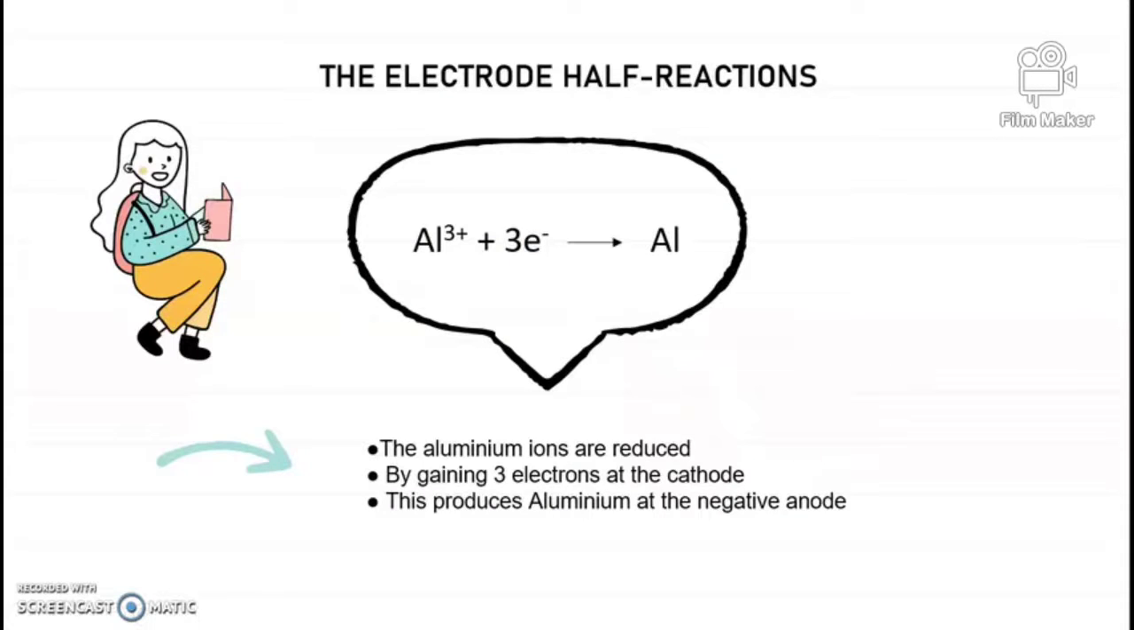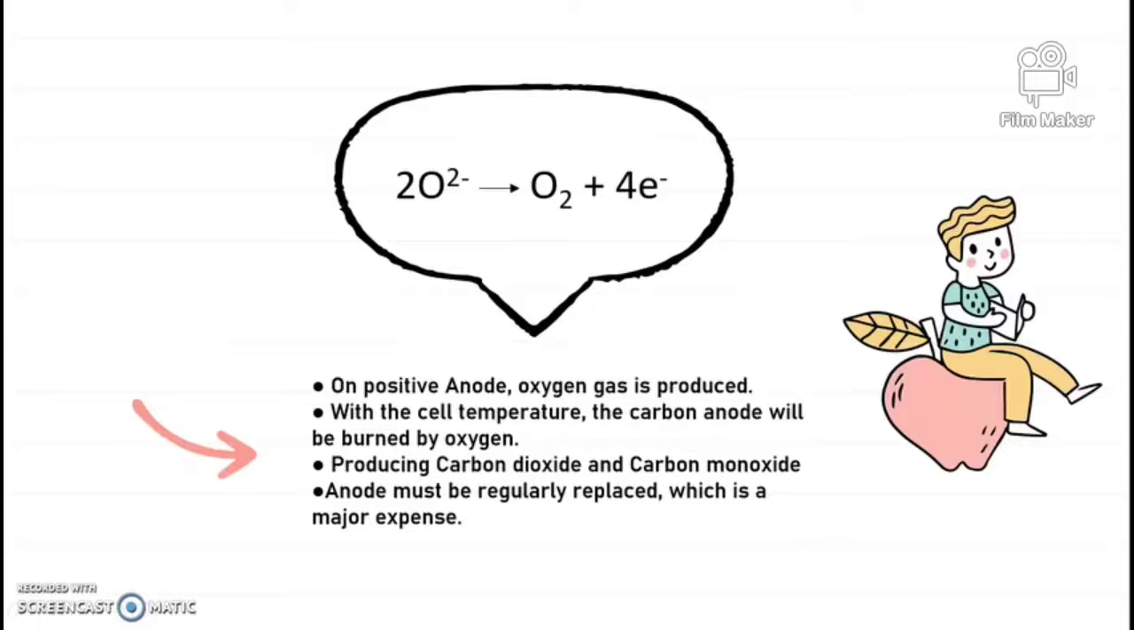So now let's take a look at the electrode half reactions. At the negative cathode, we know that aluminum is produced. The aluminum ions are reduced by gaining 3 electrons at the cathode, which produces aluminum at the negative cathode as the end product. Next, we are going to see the reaction on the positive anode.